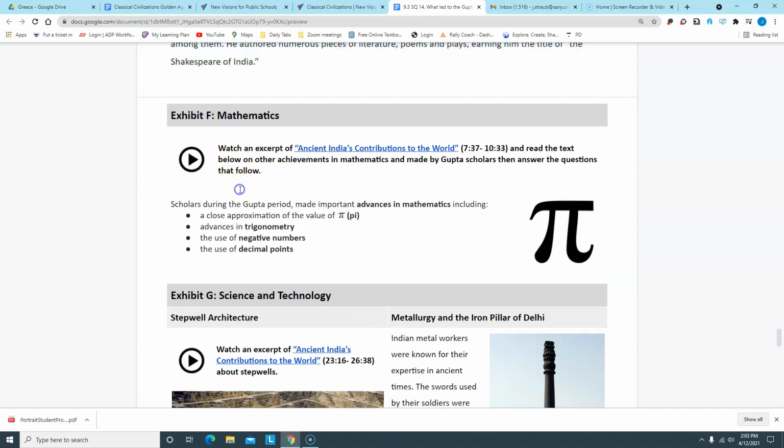Now we're going to take a look at mathematics. Scholars during the Gupta Empire made important advances in mathematics, including a close approximation of the value of pi, advances in trigonometry, the use of negative numbers, the use of decimal points. So as you learn these key terms and formulas in math, you can thank the classical period of the Gupta Empire for these math lessons.